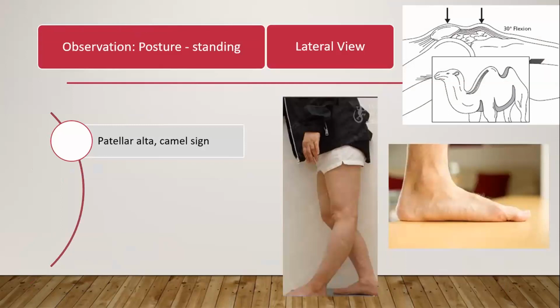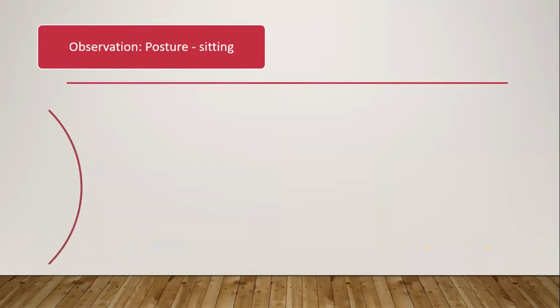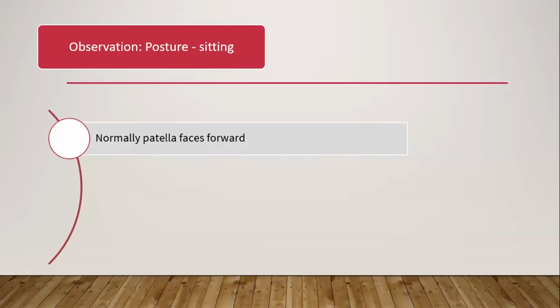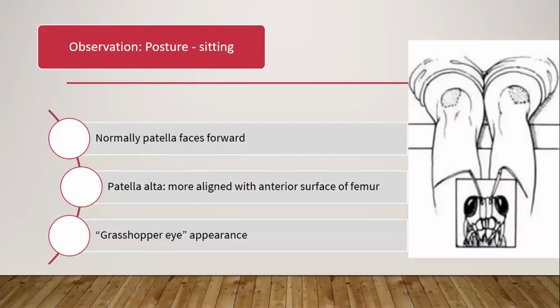We have to look for patella alta, that is, the camel sign can be seen, which is due to hypertrophy of the infrapatellar fat pad; the two humps can be seen over the patella. We should look for genu recurvatum and also loss of longitudinal arches in the foot. On observation from sitting, we have to look at the patella position, whether it is facing forward or laterally. In case of patella alta, the patella is more aligned with the anterior surface of the femur. And also, if both the patellae are looking laterally, the grasshopper eye appearance can also be seen.